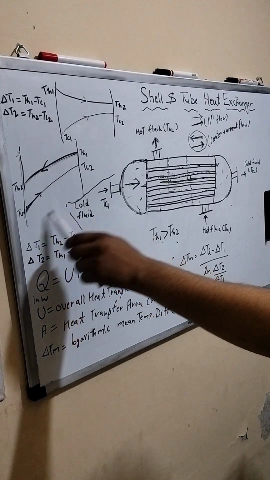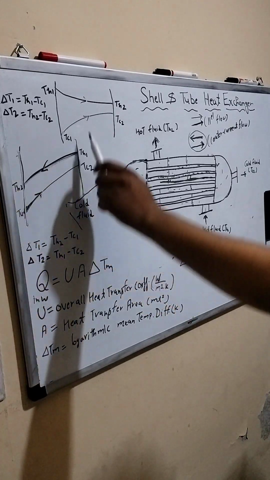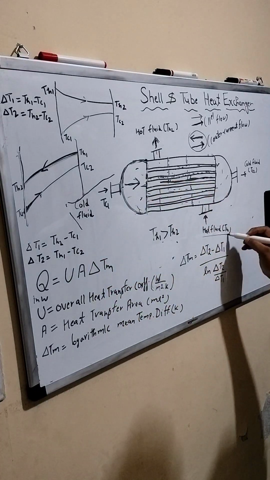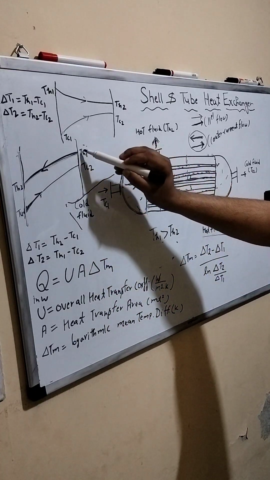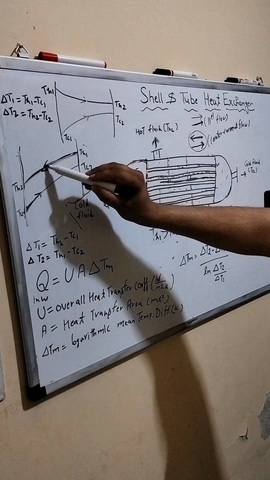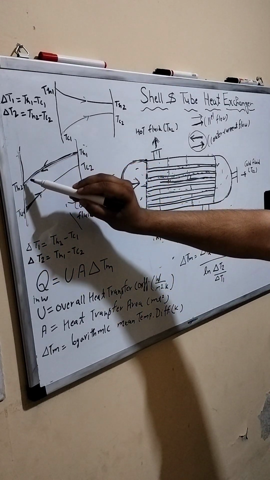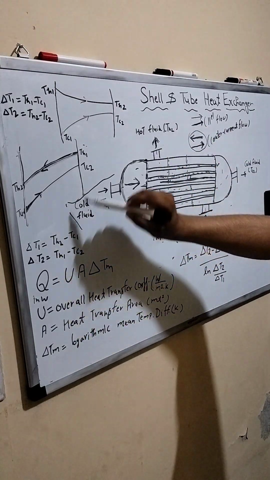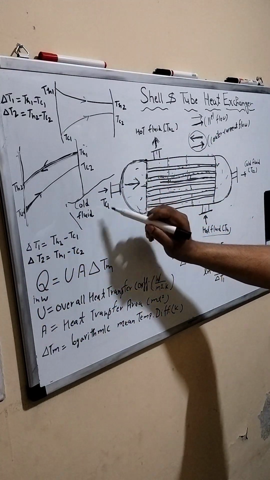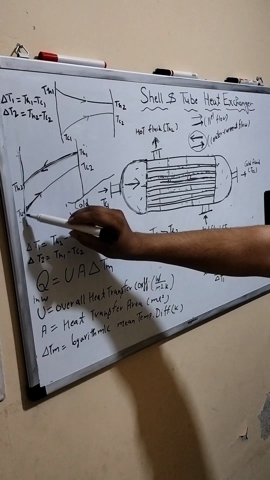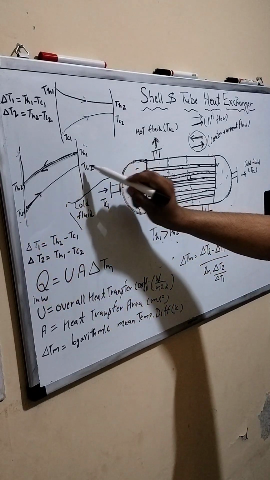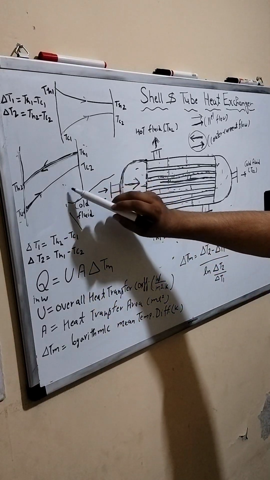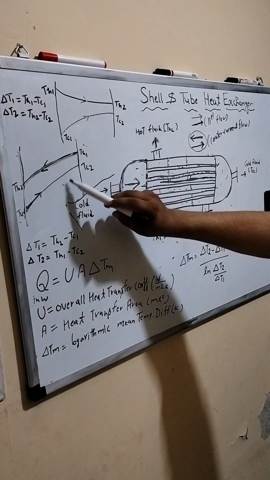On the x axis is length, and on the y axis is temperature. Suppose hot fluid TH1 enters and its temperature drops toward the other end, TH2. The cold fluid enters from the opposite side, with temperature TC1 at one end and TC2 at the other. So you will get a graph like this in the counter current case.